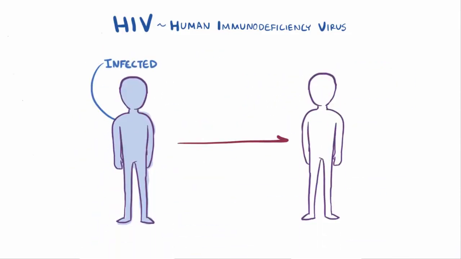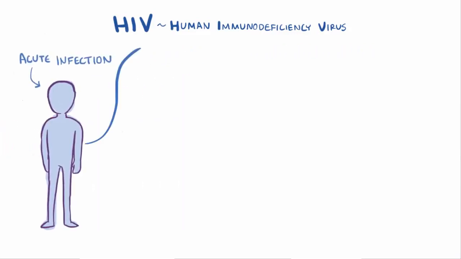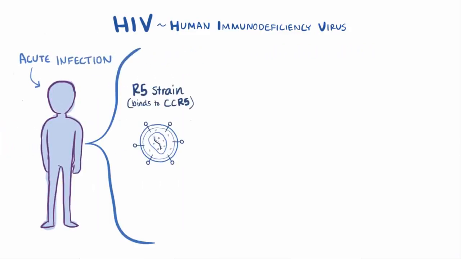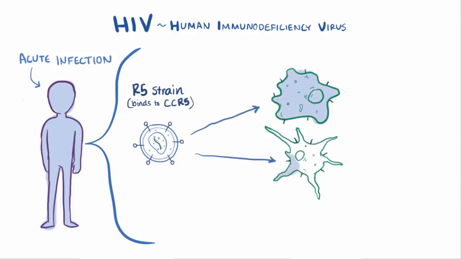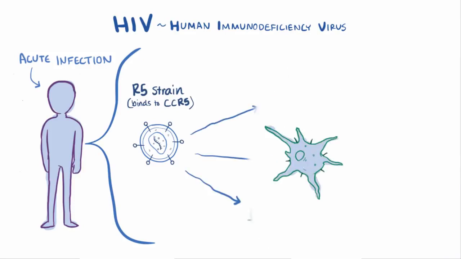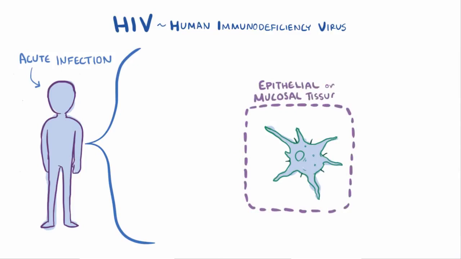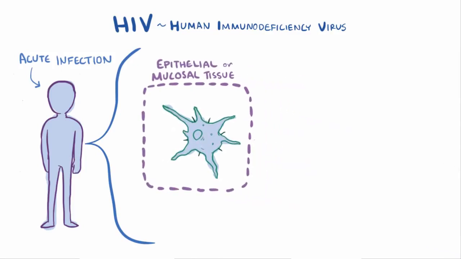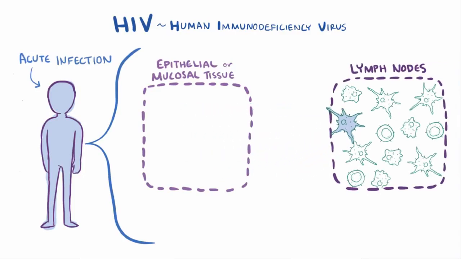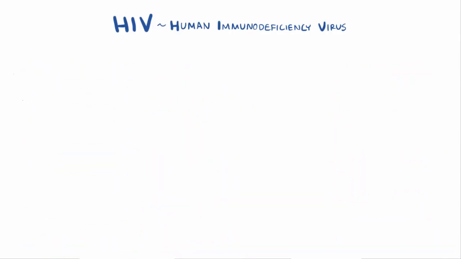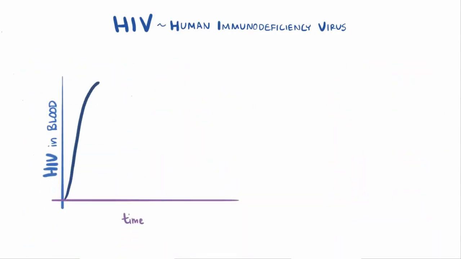So let's start with HIV entering the body through sexual intercourse, which is how it typically spreads from person to person. At this early point, during what we call acute infection, the R5 strain of HIV, which binds to the CCR5 co-receptor, will get into macrophages, dendritic cells, and T cells. Usually, dendritic cells hanging out in the epithelial or mucosal tissue where the virus enters the body capture the virus and migrate to the lymph nodes, where a lot of immune cells live. And the R5 strain of HIV essentially has a field day, infecting T helper cells, macrophages, and more dendritic cells, which leads to a big spike in HIV replication and the amount of virus found in the patient's blood.